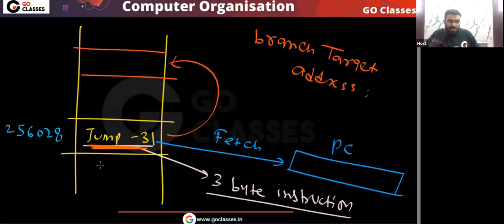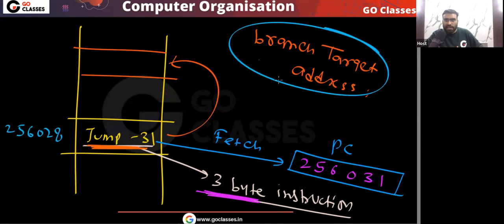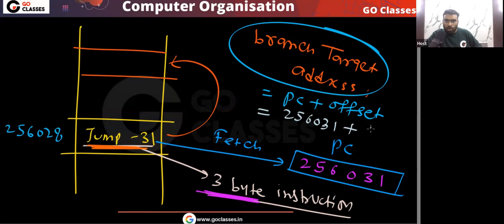The program counter will point to the next instruction. This instruction is 3 bytes, so the program counter will have 256031. Correct? Now your branch target address will be the program counter value plus the offset. So it will be 256031 plus the offset, and the offset is minus 31. So that is your answer. Like this, you can solve it. Is this clear? Very simple.